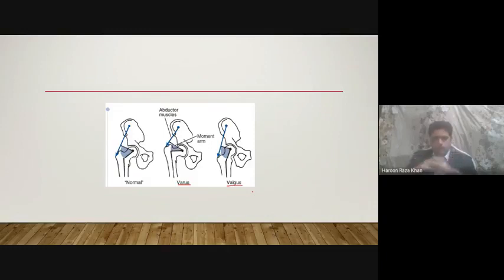So, rather than going into much greater detail, you just have to remember these important points that I'm telling you. This is the normal moment arm of the abductor and the center of rotation. In coxa vara, the moment arm will be relatively greater than normal. In valgus, it will be reduced. So you just have to remember this. It is important from the MCQ point of view.